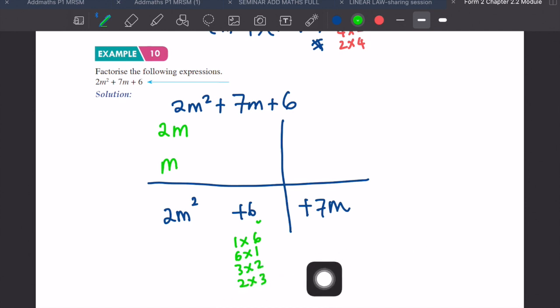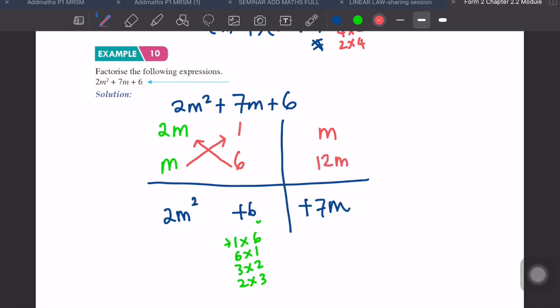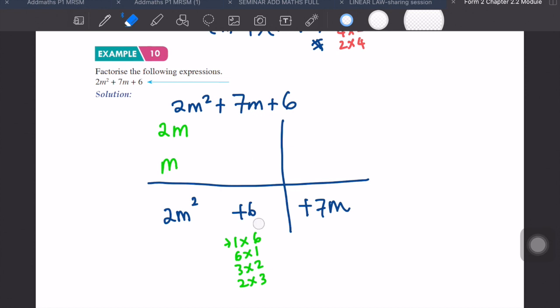Dia macam ni tau. Okay, contoh cikgu ambil 6, 1. So awak tulis sini 6, 1. Bila kita darab silang, m darab 1, m. 6 darab 2m dapat 12m. Sekarang boleh tak m dengan 12m ni, apa yang perlu kita buat dapat 7? Boleh tak? Tambah? Tak boleh. Tolak pun tak boleh. Betul kan? So maksud dia, kombinasi ini tak boleh. So padam. Okay. 6, 1 pun tak boleh lah.